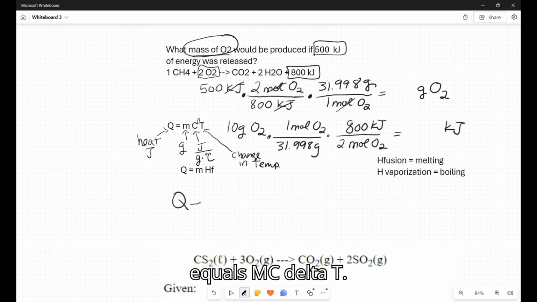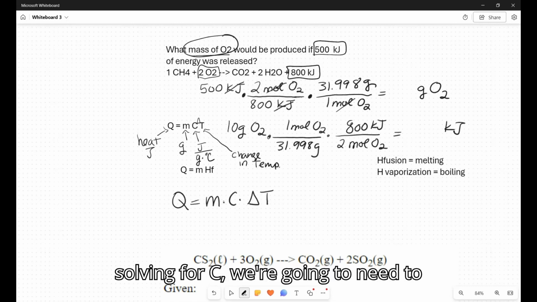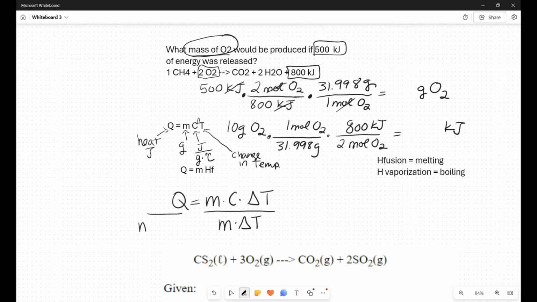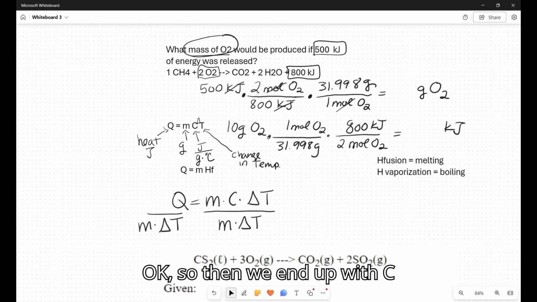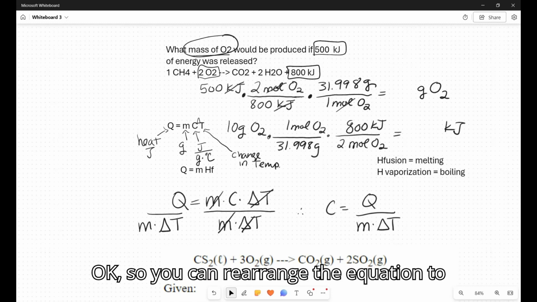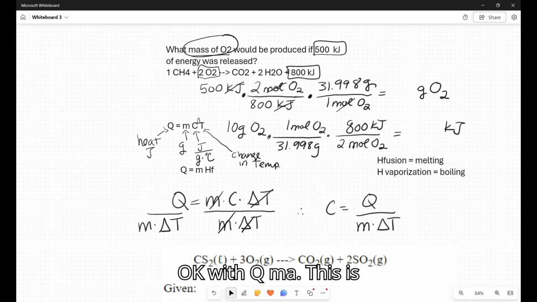Okay, so if I have Q equals MC delta T, the specific heat is C. If I'm solving for C, we're going to need to divide by mass times delta T on both sides. Okay, so then we end up with C is equal to Q over mass times delta T. So you can rearrange the equation to solve for what you're looking for.